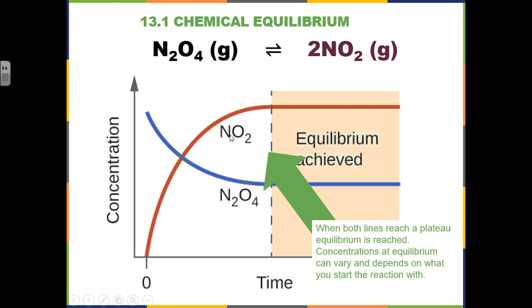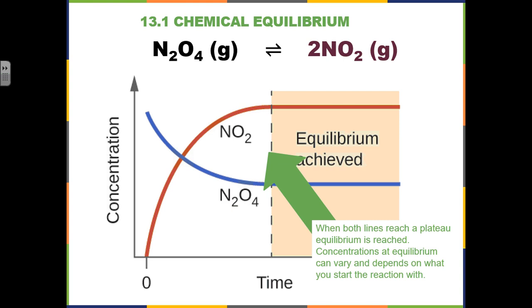And so what happens is each of these reactions keep proceeding until they reach equilibrium, which represents a point in which the concentration of each of these stops fluctuating or changing. They kind of plateau out.